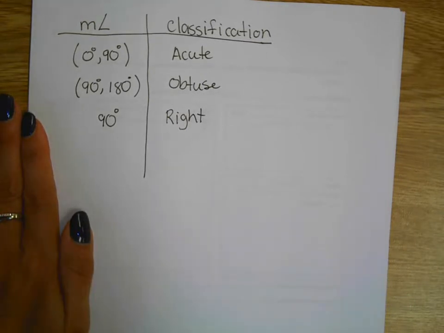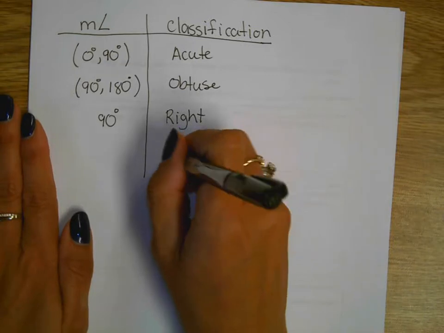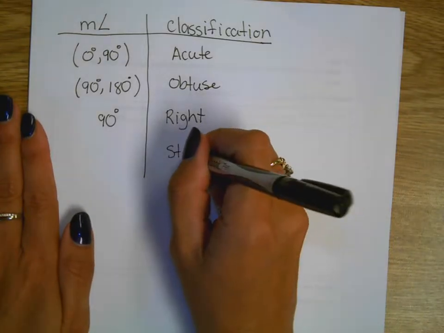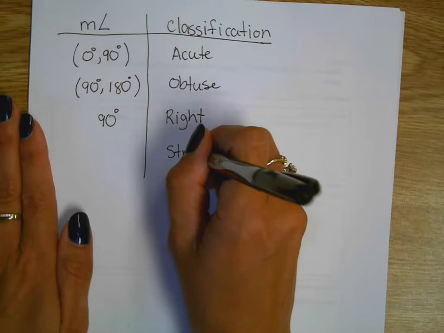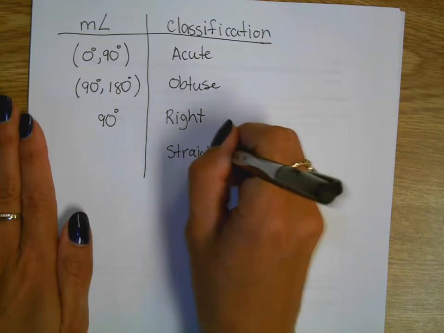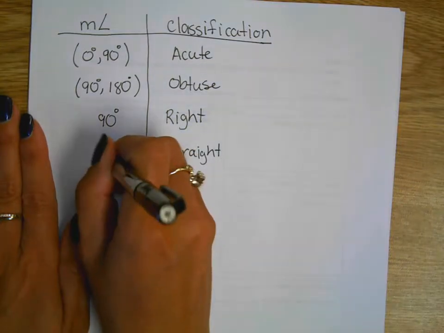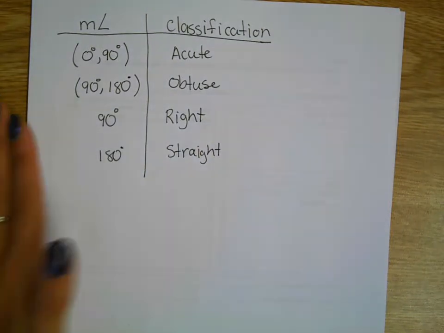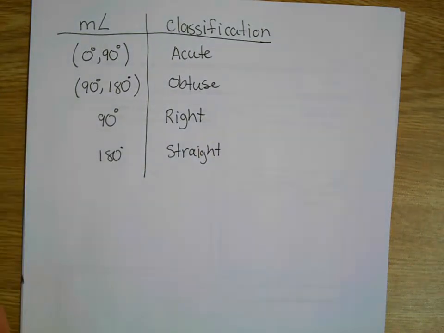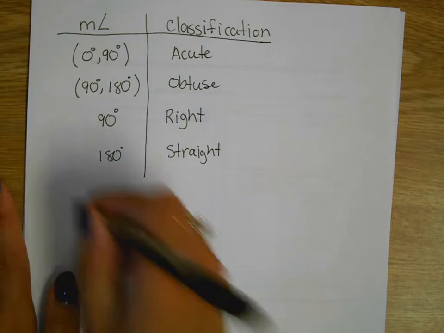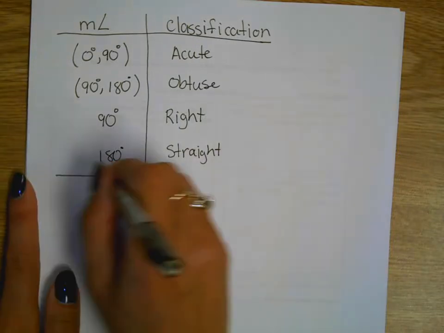Yes. Straight line. Straight angle. Straight line, yep. Call it a straight angle. A straight angle is a line, 180 degrees. Okay? There's our angle classifications.